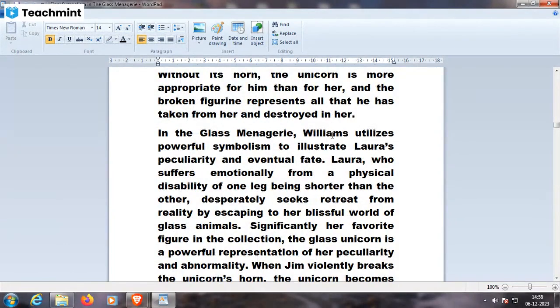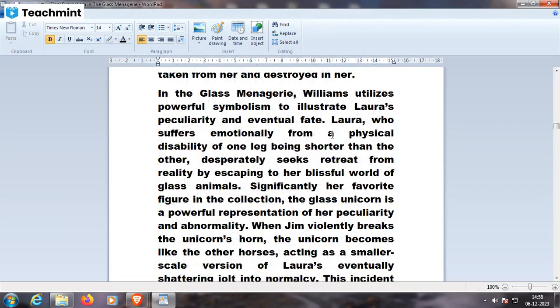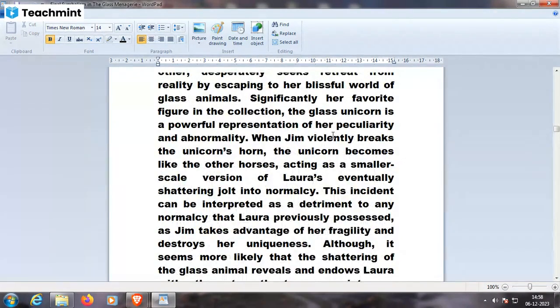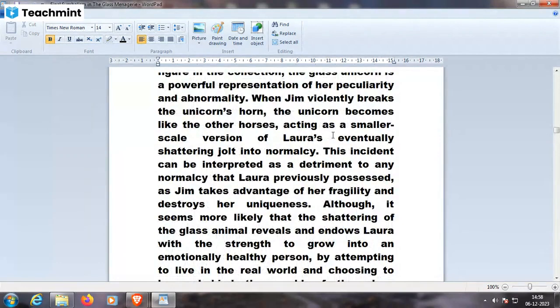When Jim violently breaks the unicorn's horn, the unicorn becomes like other horses, acting as a small scale version of Laura's eventual shattering jolt into normalcy. Actually, she is brought to normalcy at this level.